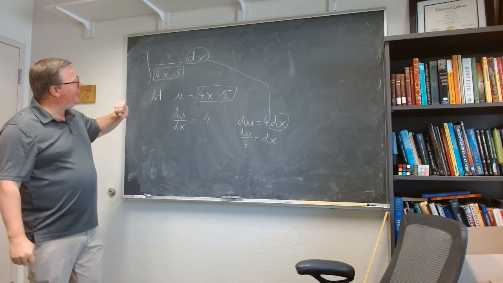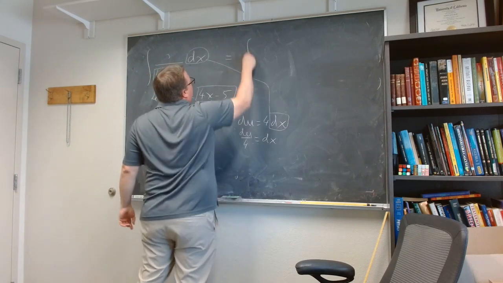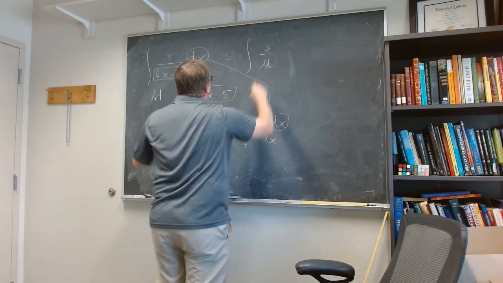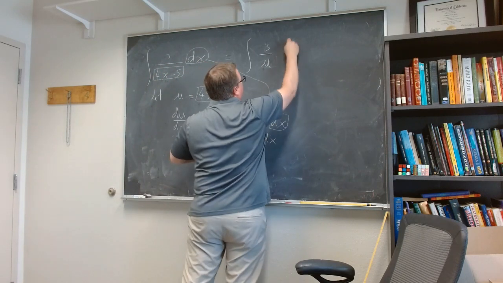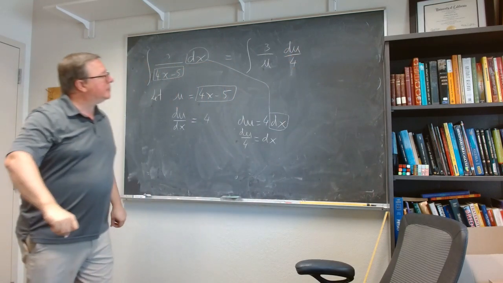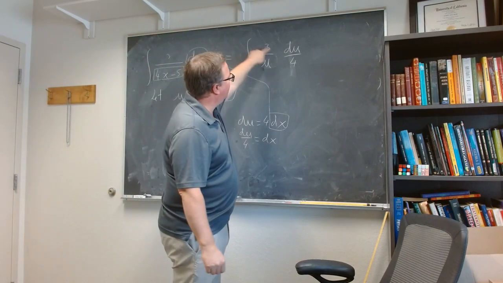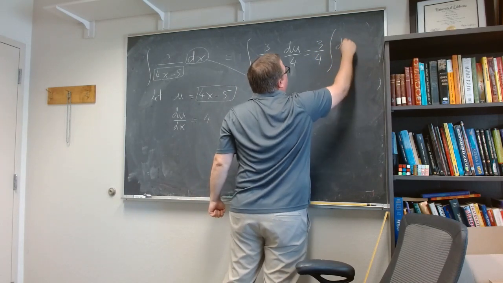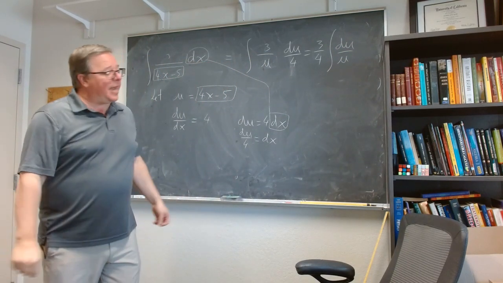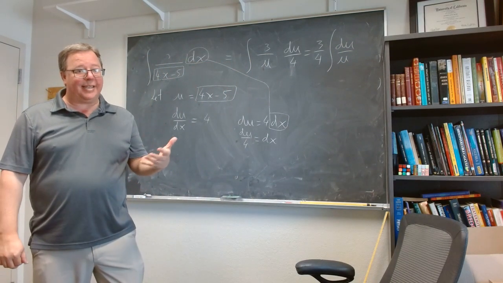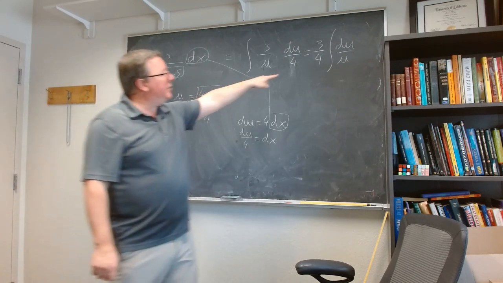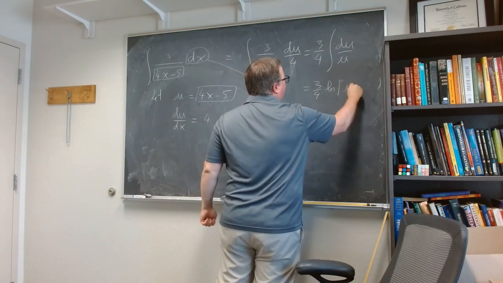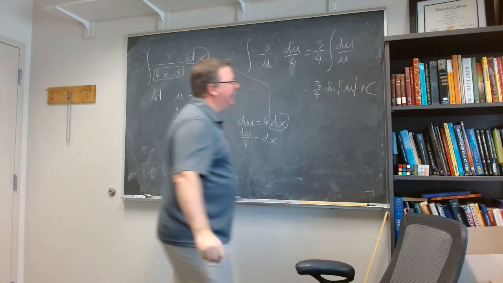And now that we've identified the pieces, we can rewrite our integral as the integral of 3 over u times, instead of dx, du over 4. And now we can pull out the coefficients, the 3 and the 4, out front. So we have 3/4 of the integral du over u. Now, the antiderivative of 1 over x is the natural log of x in absolute value. And so we get exactly that here. This becomes 3/4 of the natural log of the absolute value of u, plus everyone's favorite constant c.